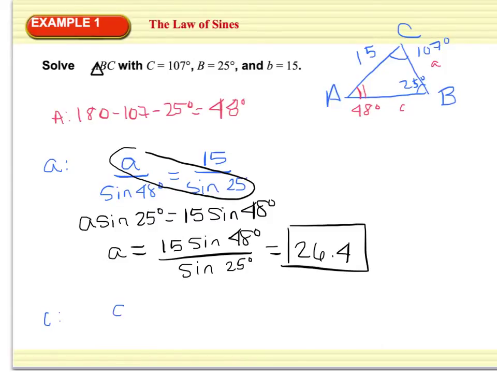Except now I'm going to start with C in my numerator and the sine of angle C, which is 107 degrees. And I'm going to set that equal to 15 divided by the sine of 25 degrees. Now you could have used angle A and the side length of A, but personally I like to use the stuff that was given to me.